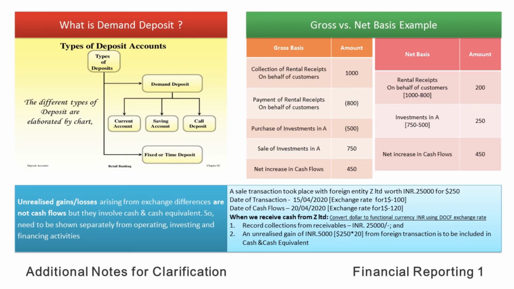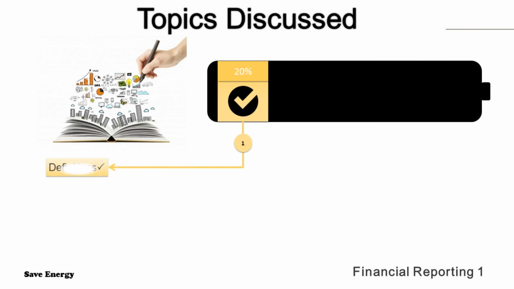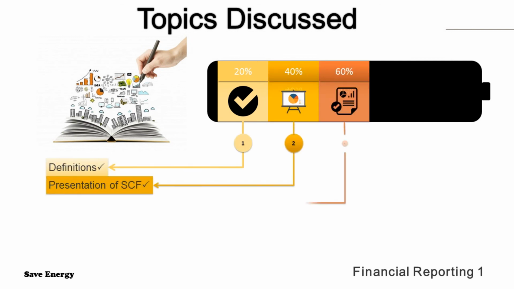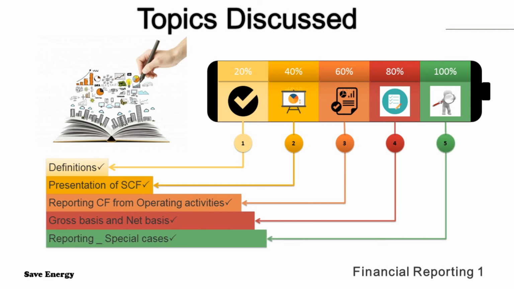Next, there is an additional notes slide for clarifying what are demand deposits, how to report gross versus net basis, and there is an example on foreign currency cash flow. Please go through it at your end to understand deeply. And let's recap what we have discussed. We covered definitions, presentation, reporting, gross cash versus net cash, then special cases.